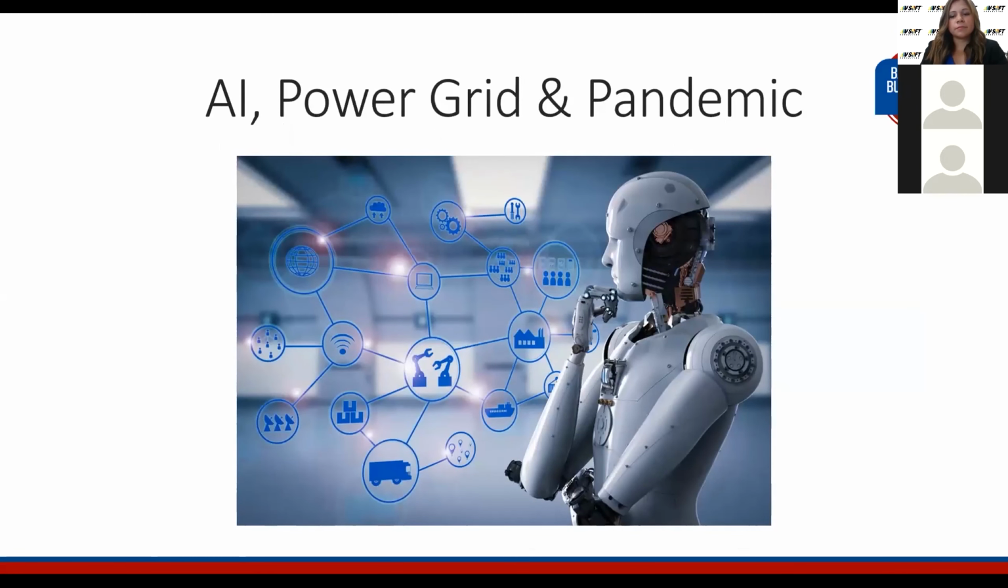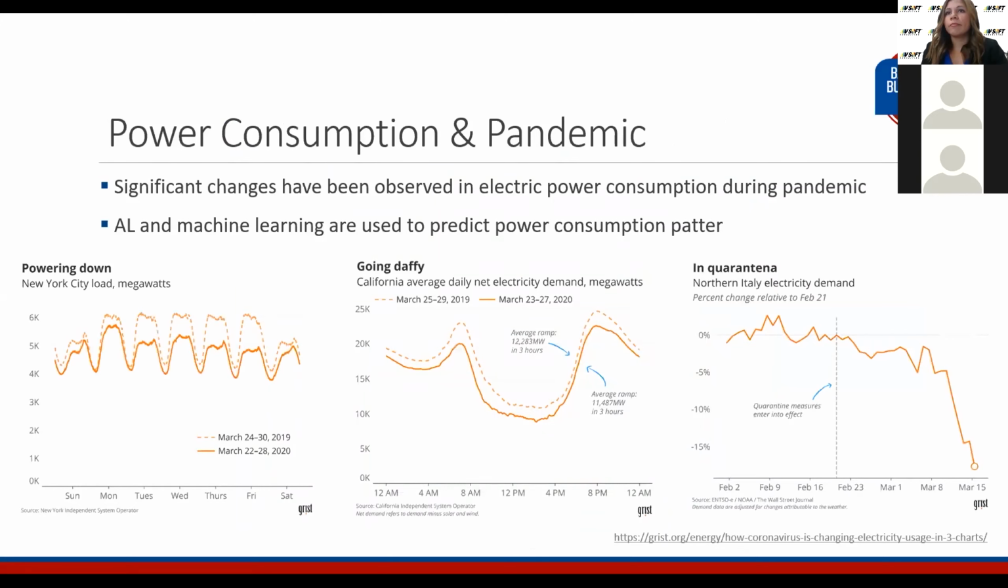Okay, now the third topic that I would like to talk about today is AI, power grid and pandemic. This is a topic that I just started working on. I think many people are right now working on this topic. This is very important at the time of a pandemic. During the pandemic, power system operators and utility companies observe a big shift in power consumption. It makes sense because people stay at home, businesses are closed, and power consumption behavior changes.